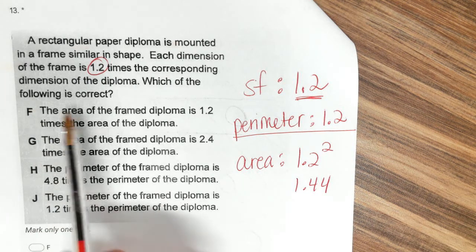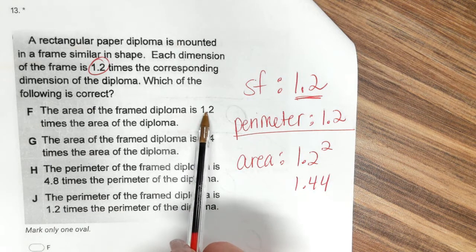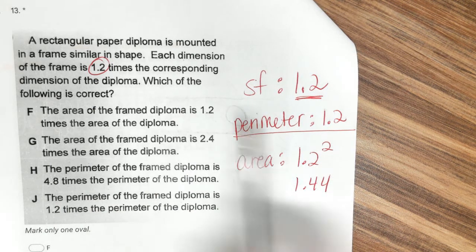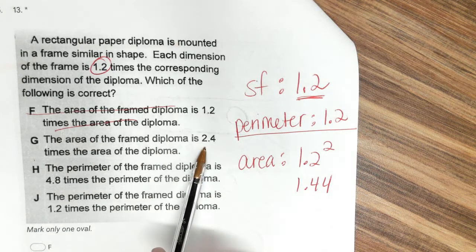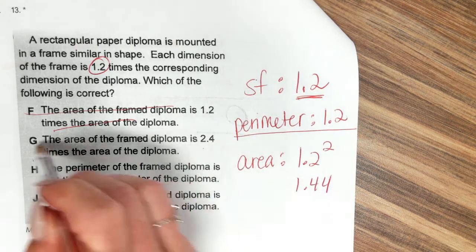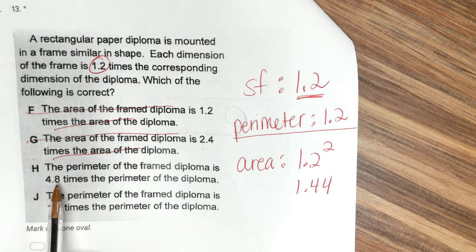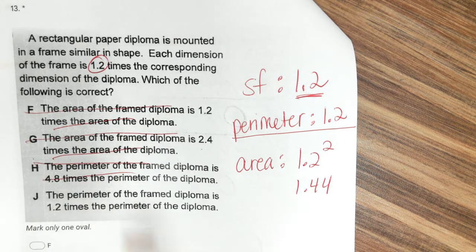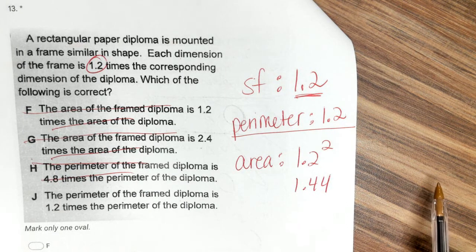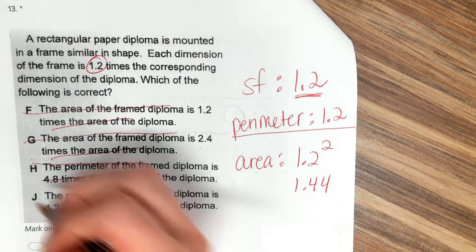So what does F say? The area is 1.2. Is that what we said? No. G says the area is 2.4. Is that what we said? No. H says the perimeter is 4.8. No. And J says the perimeter is 1.2 times the perimeter. Yes or no? Okay, I'm going to say it again.